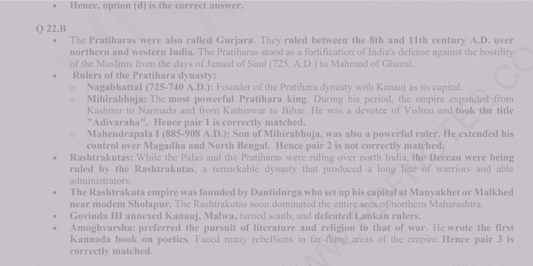Q22. b. The Pratiharas were also called Gurjaras. They ruled between the 8th and 11th century AD over northern and western India. The Pratiharas stood as a fortification of India's defense against the hostility of the Muslims from the days of Junaid of Sind, 725 AD, to Mahmud of Ghazni.